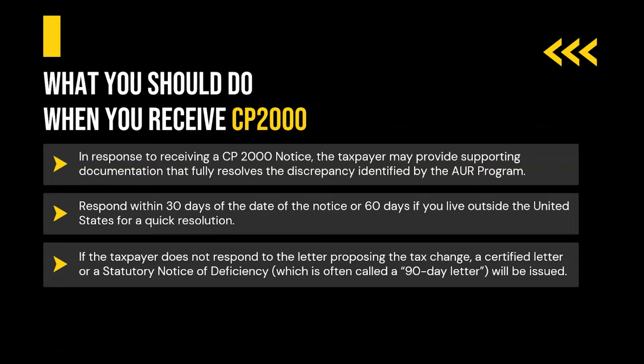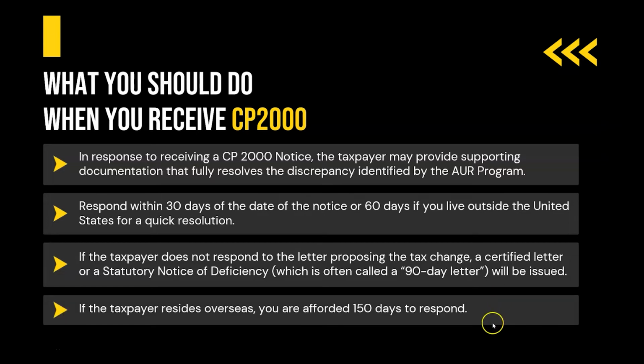If you, the taxpayer, do not respond to the letter proposing the tax change, they take you to the next step, which is you get a certified letter or a statutory notice of deficiency. It is usually called a 90-day letter. So the IRS is going to issue you a 90-day letter to let you know what's going on. If you are a taxpayer that resides abroad or overseas, instead of 90 days, you are afforded 150 days to respond to that notice of deficiency letter.